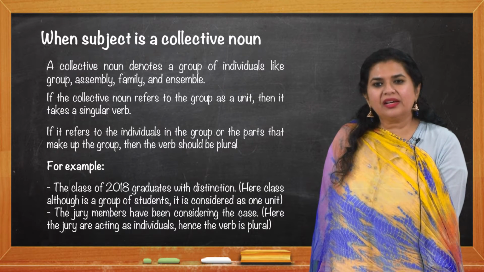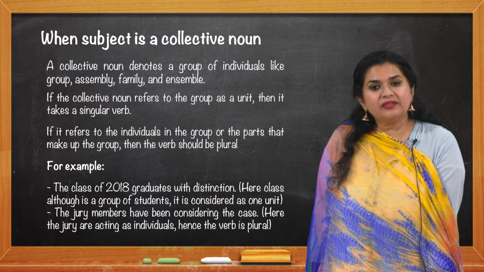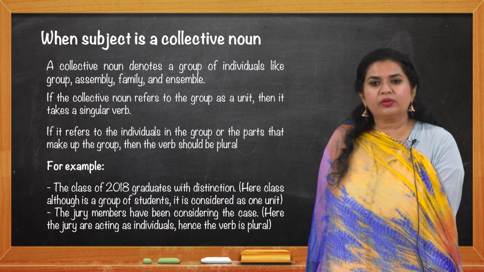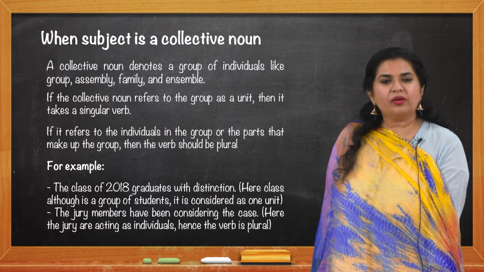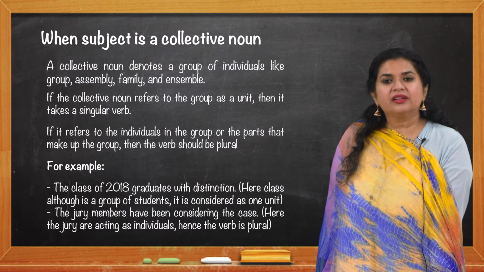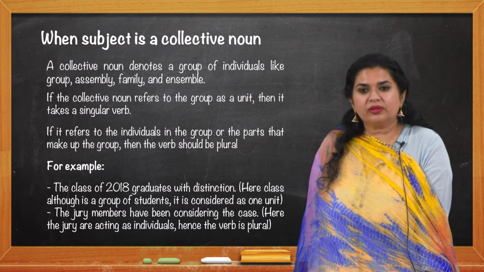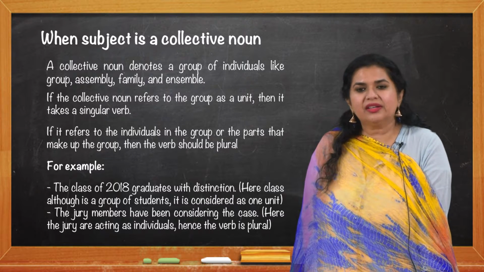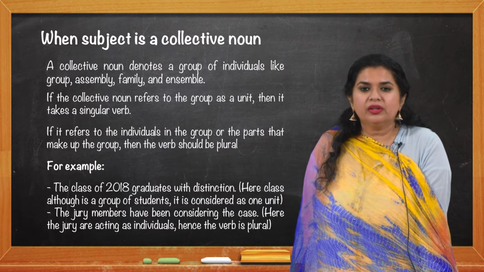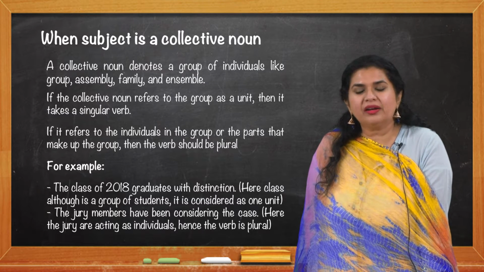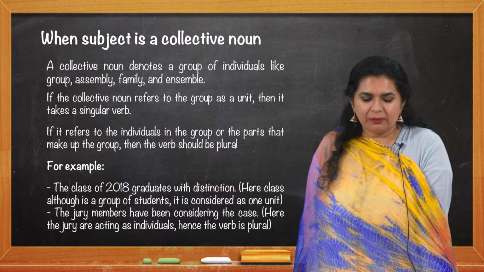when the subject is a collective noun, it is another area of confusion. A collective noun, what is it? It denotes a group of individuals like group, committee, assembly, ensemble, family. So, those are groups. If the collective noun refers to the group as a unit, then it takes a singular verb. We have seen that already. If it refers to the individuals in the group or the parts that make up the group, then the verb should be plural. Now look at the examples here.